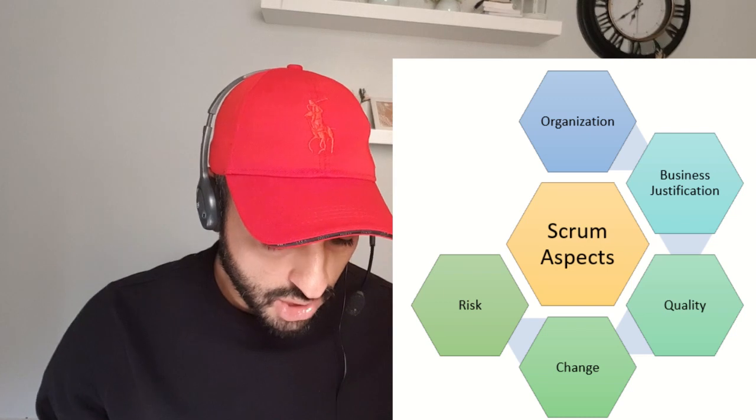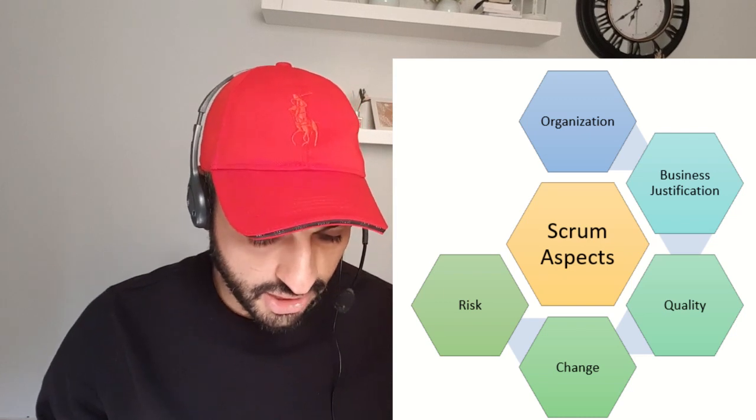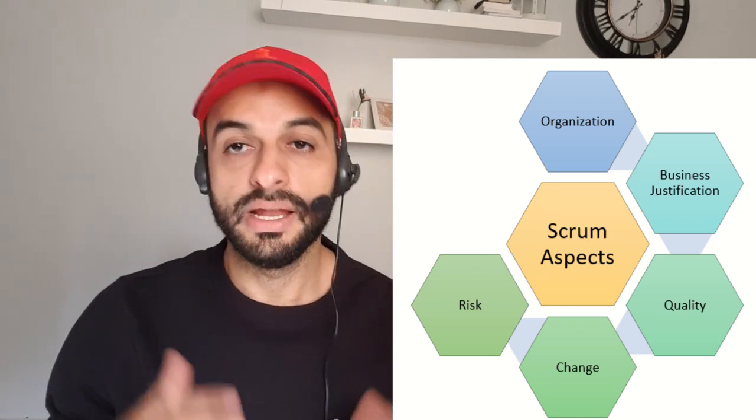Hello and welcome to this lesson in which we will discuss the Scrum aspects. Actually, here we have 5 Scrum aspects, which are the organization, business justification, quality, change, and risk. Let's start with the first aspect, which is the organization.